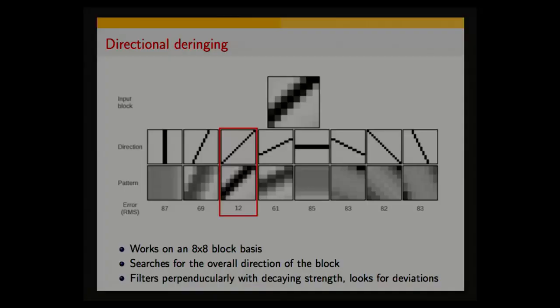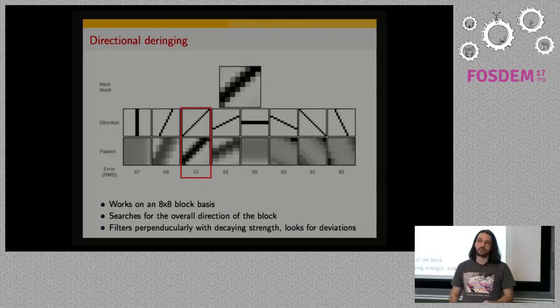So the first tool which I'll cover is directional deringing. Now, directional deringing was something which was ported from Daala, and it was required in Daala because Daala used overlap, and most of the encoding techniques in Daala contributed to some degree of ringing in the image. So this deringing filter was developed for Daala. But it turns out that since it's right at the very end of the decoding process, you can just easily paste that into any codec and it would just work.